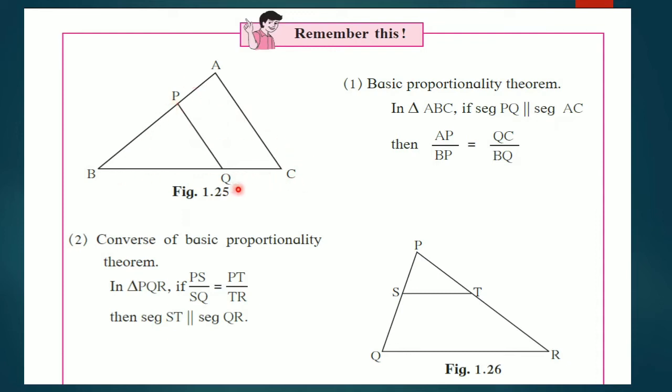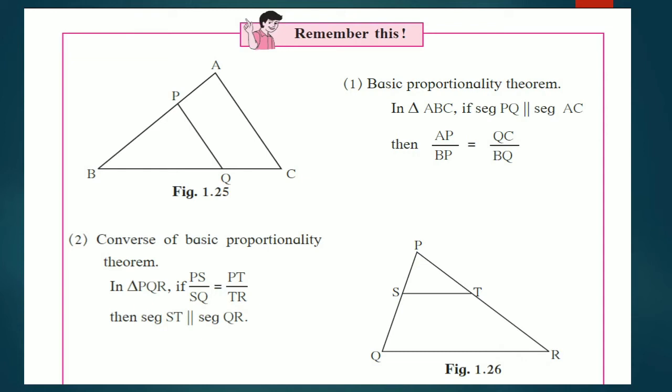The converse says, if you have a triangle with this ratio, then the line ST has to be parallel with the third side QR. If ST cuts the 2 sides of a triangle in the same ratio, PS upon SQ is equal to PT upon TR, then ST has to be parallel to the third side, that is, ST has to be parallel to QR. This is what the converse of the basic proportionality theorem says. In the textbook the proof is not given, but I had discussed the proof in detail in my video.